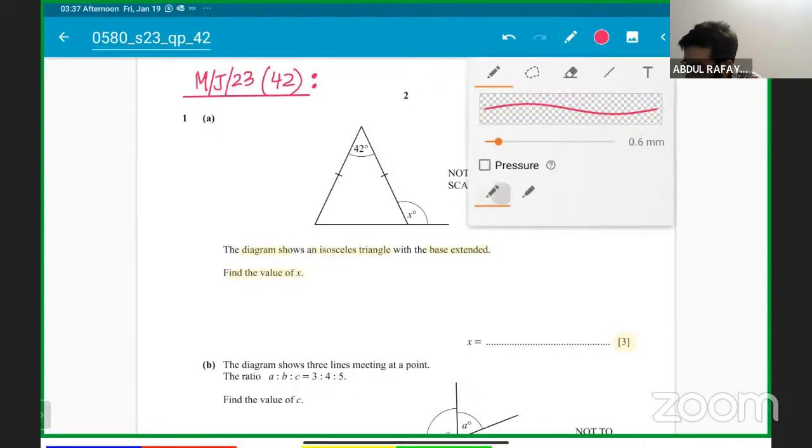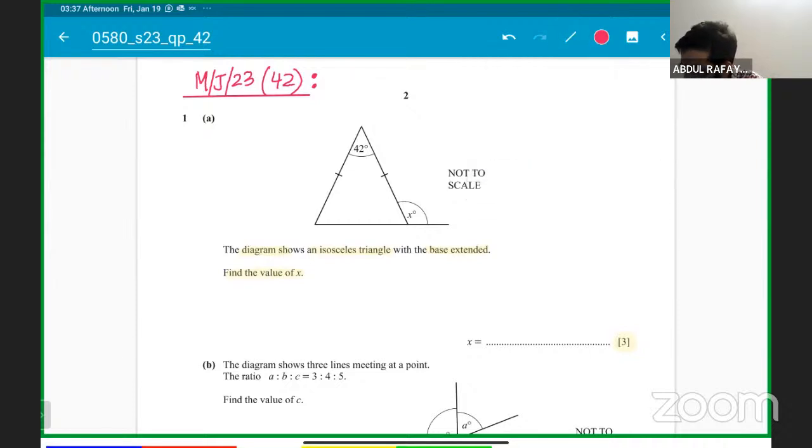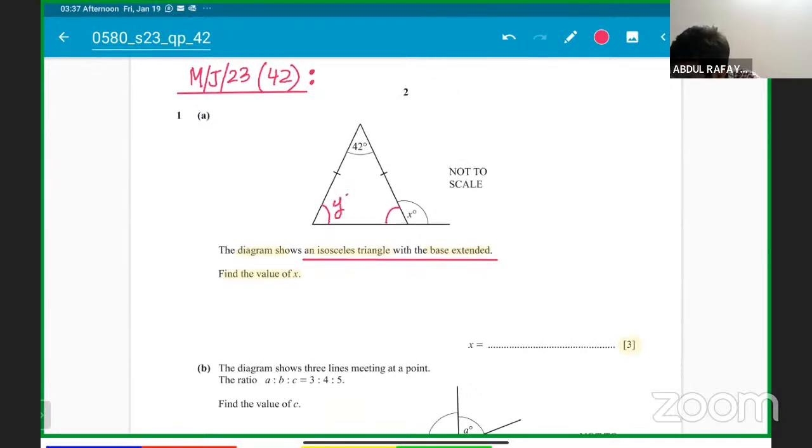So what we need to understand is the diagram is basically an isosceles triangle with the base extended. So these are the isosceles triangle. We can easily find them. So these angles will be, let's call them y or something like that. We can call them y degrees. Because it's an isosceles triangle, you can say, sir, that 42 plus 2y is equal to 180 degrees. Sum of the angles is 180, sir. So it will be 2y equals 180 minus 42.